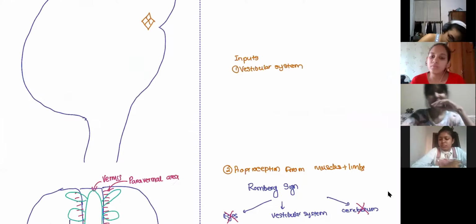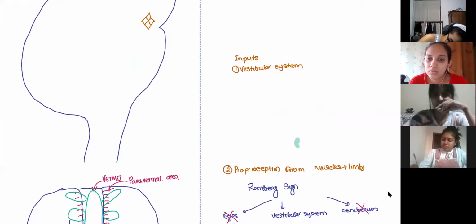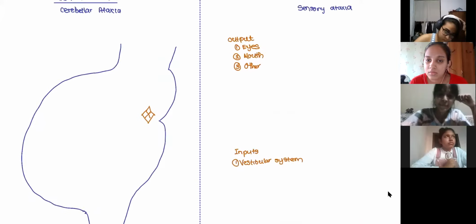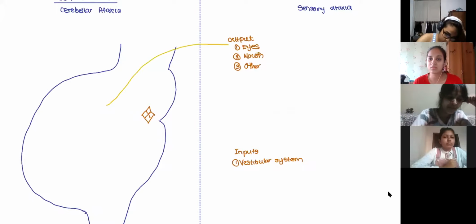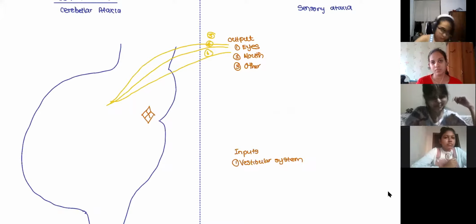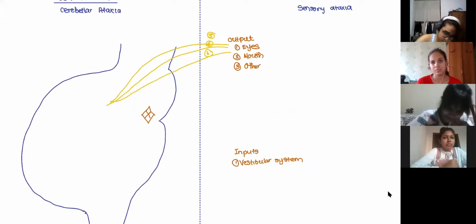And I told you guys, so there are outputs to the eyes, cranial nerves 3, 4, 6. Okay. The patient can have nystagmus.